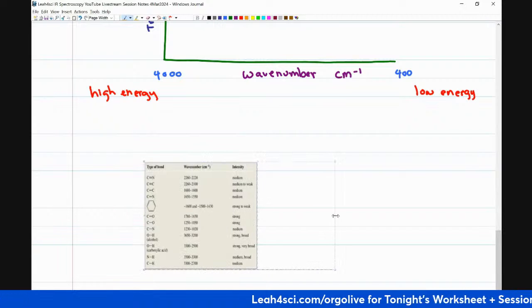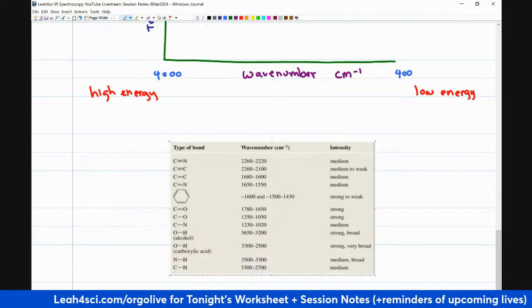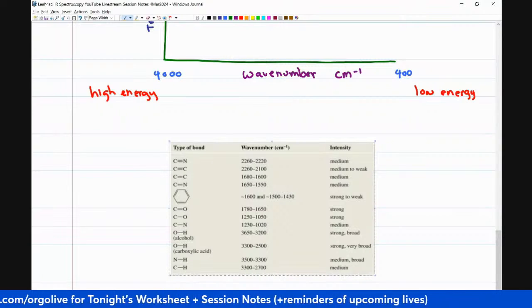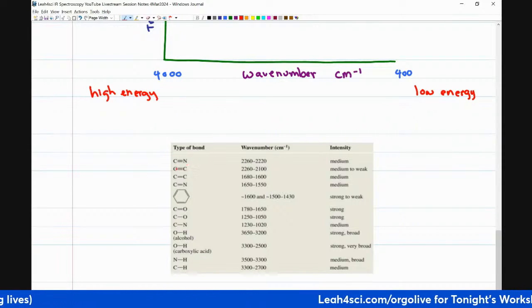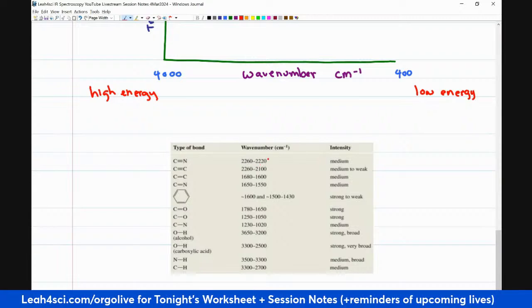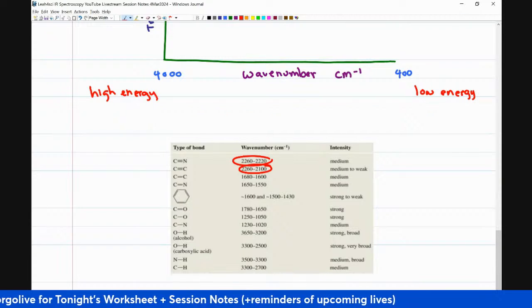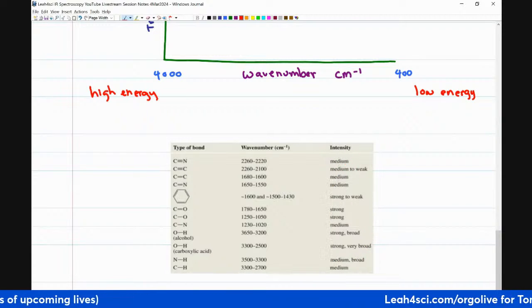Now, I grabbed this one off Google. I think it came from the website Socratic.org. This is just a random table that you'll find in your textbook. And what this table tells you is the type of bond that you are going to see on your IR graph, for example, this is a C double bond N, this is a C triple bond C, a C double bond C. You'll see about where it shows up on the graph. The wave number tells you where on the graph it shows up, and then the kind of intensity.